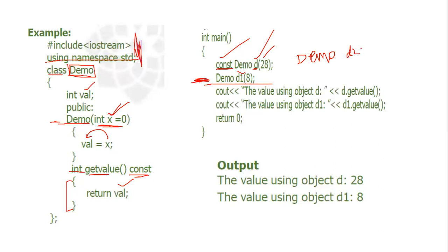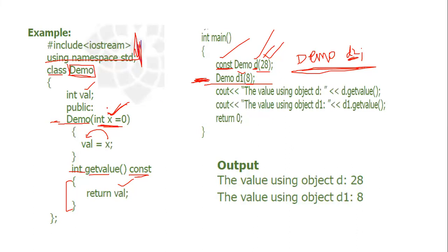So now I have created another object called demo d2. See, for these two objects, I have passed some values, right? What's the value? 28, 8. What happened for d? I have passed 28, so the value of val is 28. For d1, I have assigned 8, so the val value is 8, because x takes 8 and that x value is assigned to val. But here, I have not given anything. Just demo d2. Then what happened? Such a statement has taken the value 0. That is the default value. Now, whenever you are calling the d2 object, this value is 0.